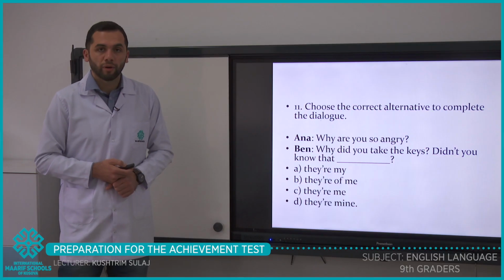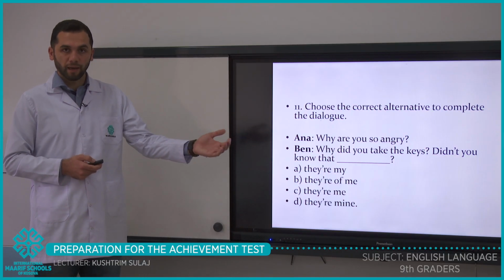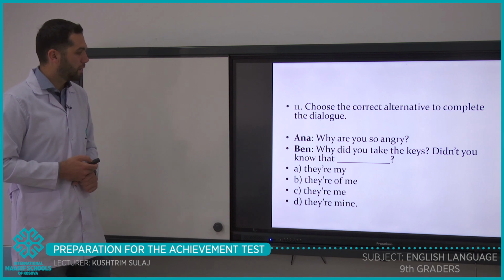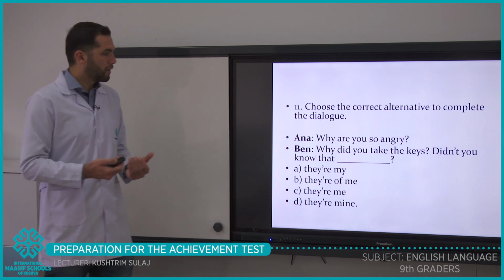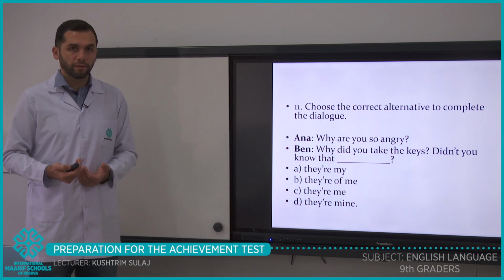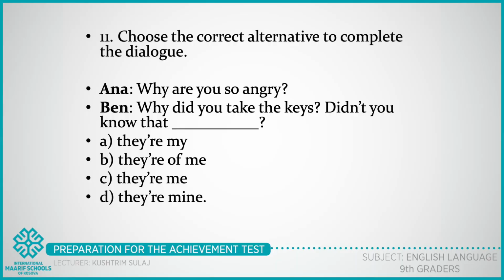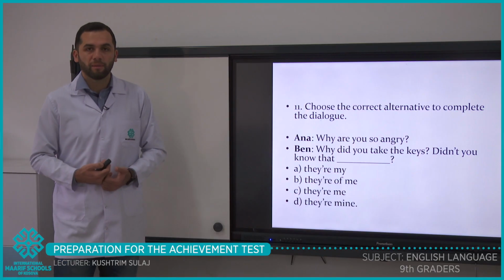Why are you so angry? Anna is asking Ben. And then Ben is saying, why did you take the keys? Didn't you know that they're my? A. They're of me. B. They're me. C. And then they're mine. D. Can you say they're my?